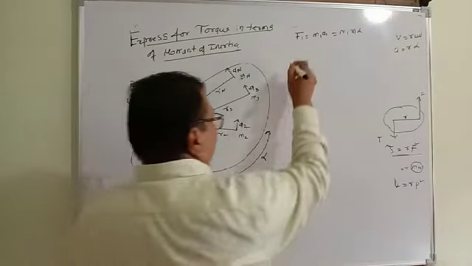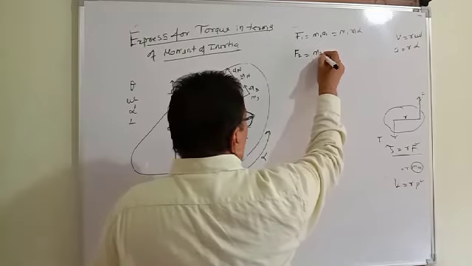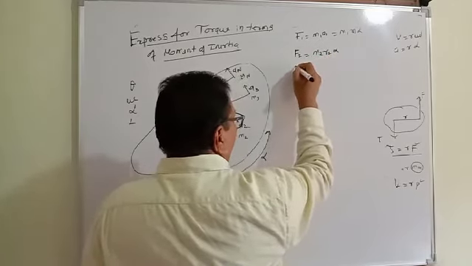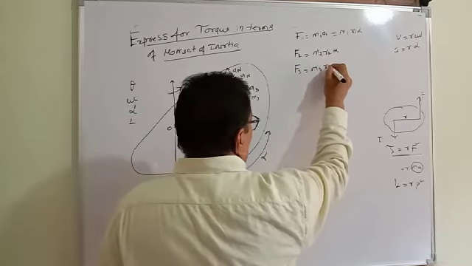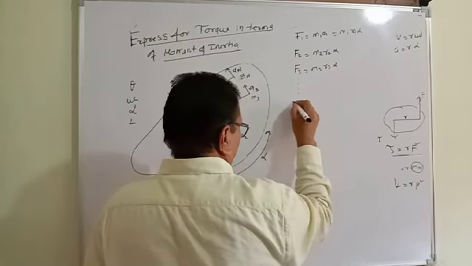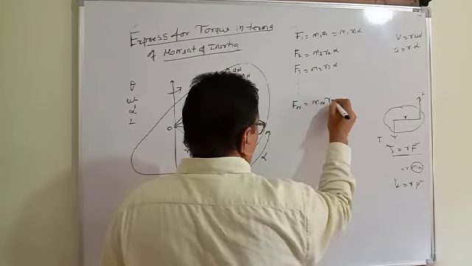Force acting on the second particle, F2 is equal to m2 r2 alpha. F3 is equal to m3 r3 alpha, ..., Fn is equal to mn rn alpha.